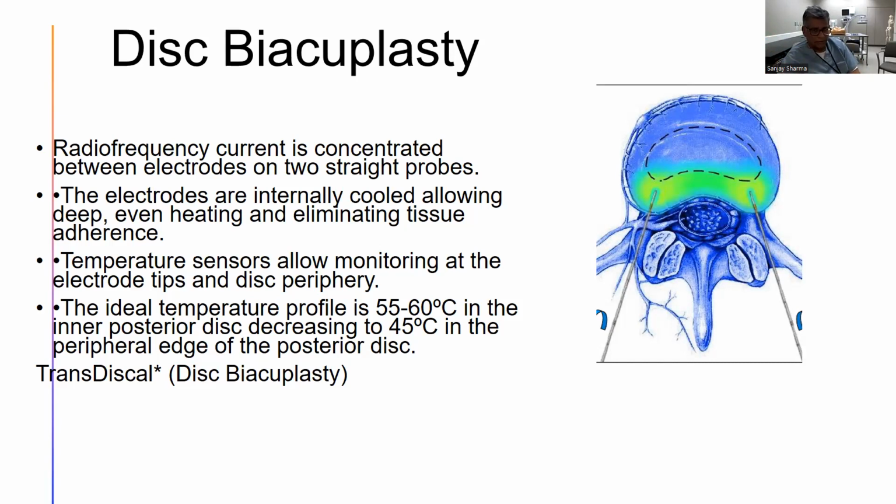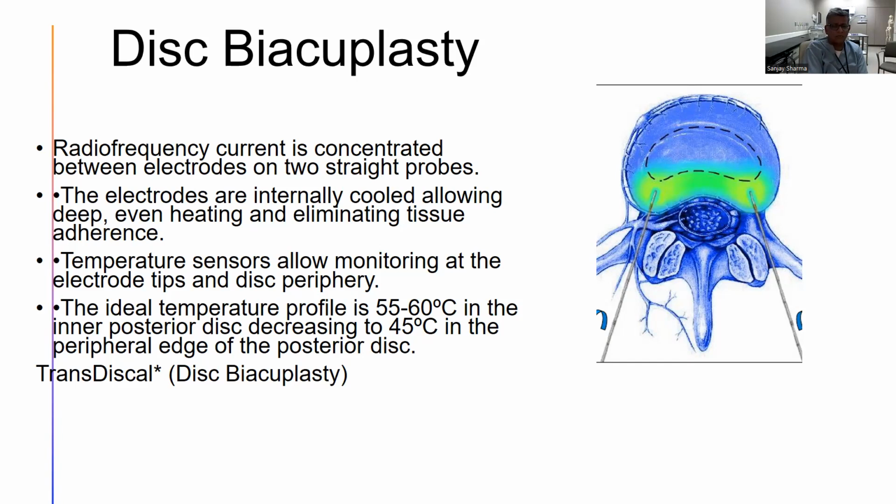The two electrodes are placed, and it's a bipolar kind of setup, and it creates a lesion in that area. It's about 2.5 to 3 minutes at a temperature of 55 to 60 degrees. So it's supposed to help a lot of patients. The patient wears a back brace for about 6 weeks after this.